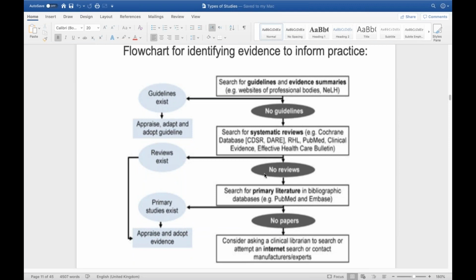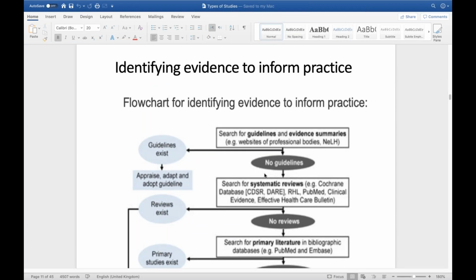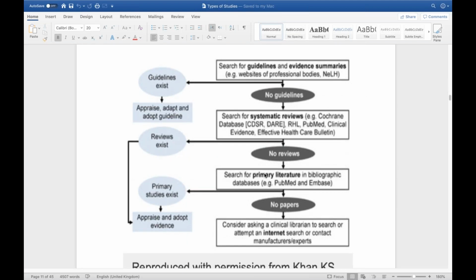Okay, moving to the next section. Identifying evidence to inform practice. So you're a clinician now. That's a diagram just for you as a clinician to use in your normal practice. So what do you need to do just to deliver the best practice and the best benefit for the patient?